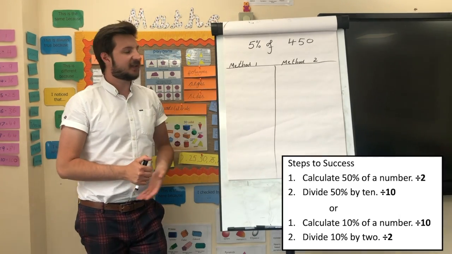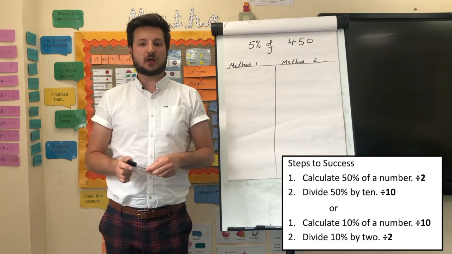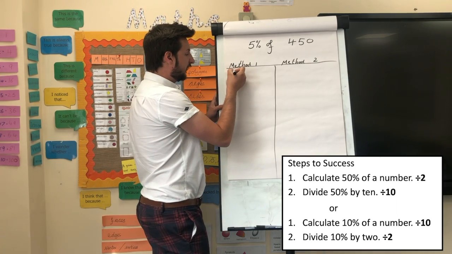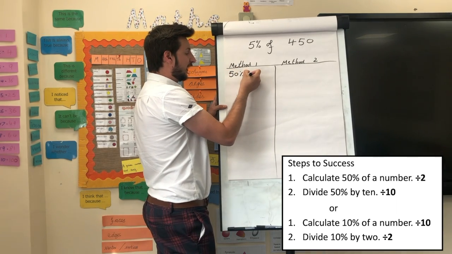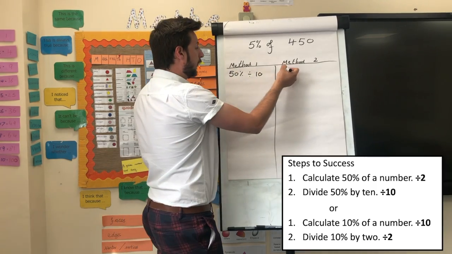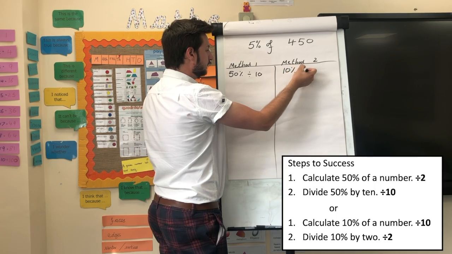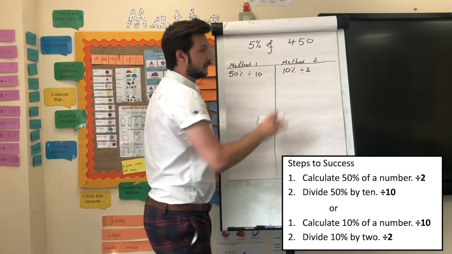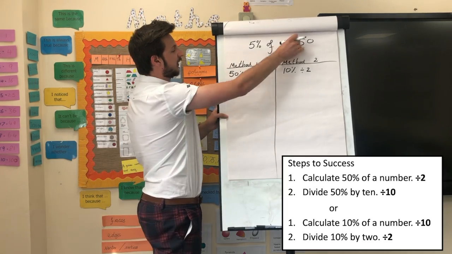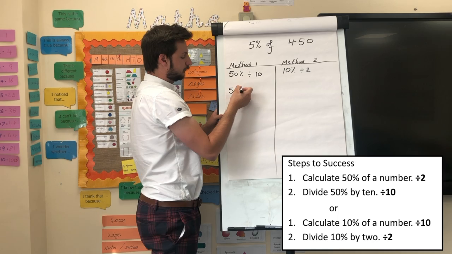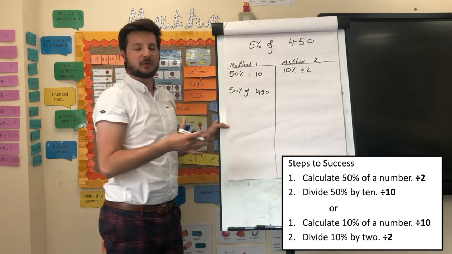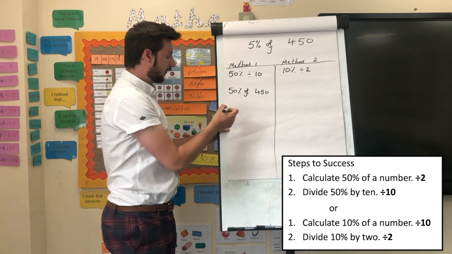So here is our second example, 5% of 450. Now method 1, like we said before, we could find 50% and divide that by 10, because 50 divided by 10 is 5. Or we could calculate 10% and then divide by 2, because 10 divided by 2 is also 5. So starting with the 50% version, we're going to start by finding 50% of 450. How do we find 50% of a number? We divide by 2.